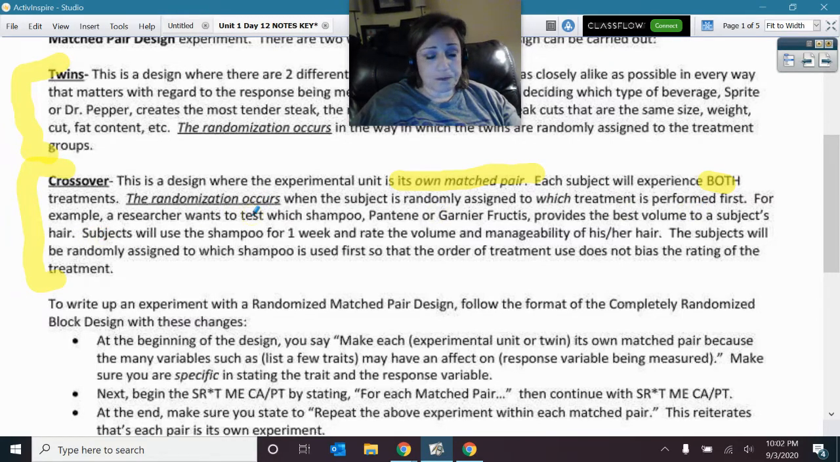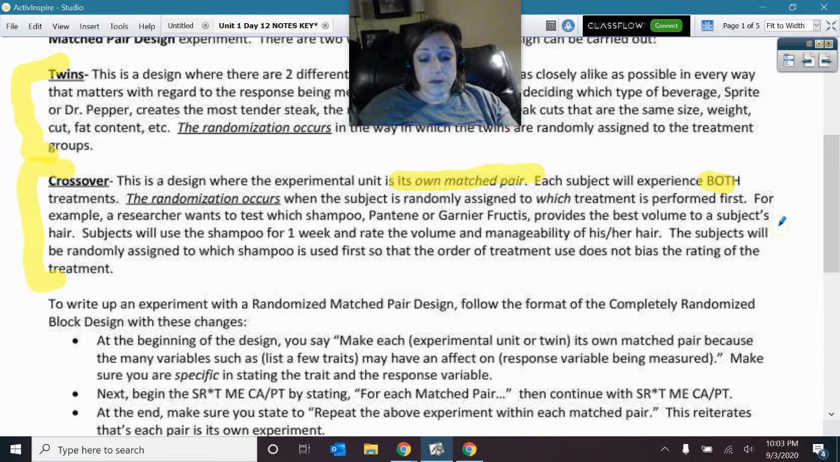So here's an example. A researcher wants to test which shampoo, Pantene or Garnier Fructis, provides the best volume for a subject's hair. Subjects will use shampoo for 1 week and rate the volume and the manageability of his or her hair. And then what you're going to do is put the subjects in a bag, shake well, and you're going to have half of them do the Pantene and then the Garnier Fructis. And the other half are going to do the opposite order so that the order in which they took them was not affecting the results.